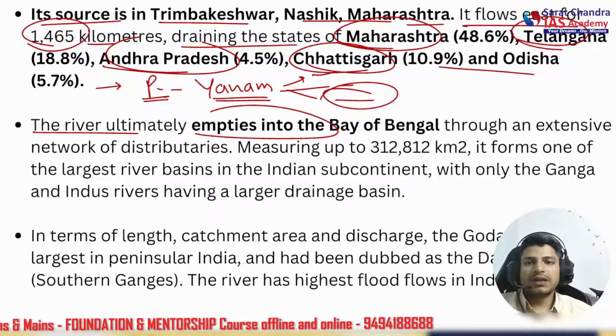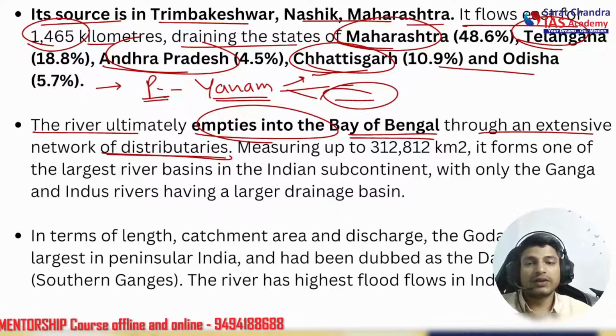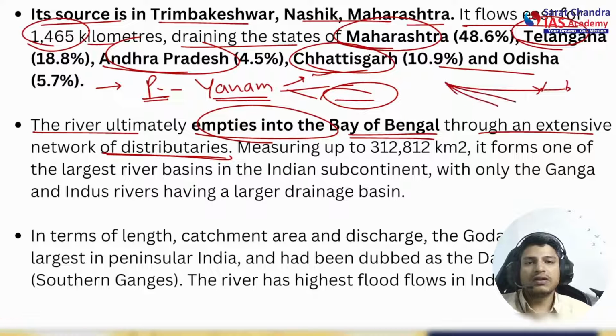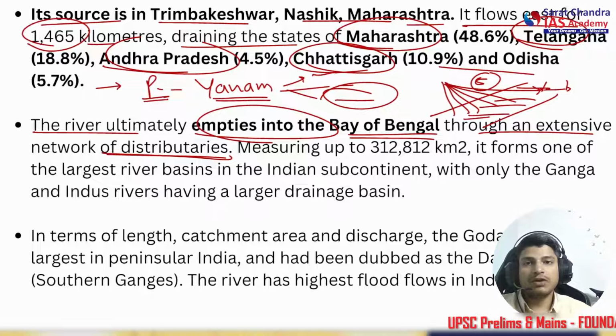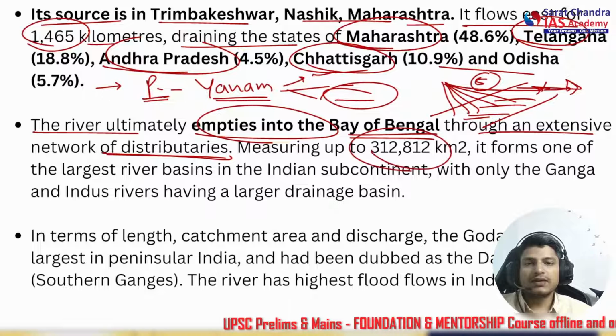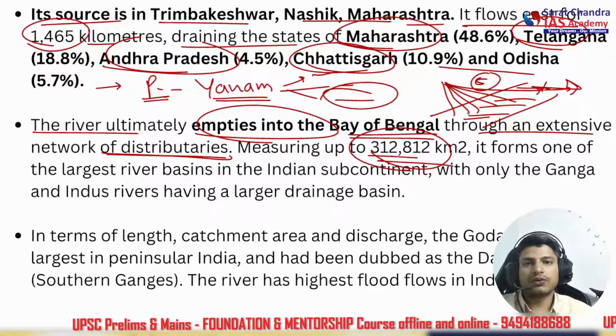The river ultimately empties into the Bay of Bengal through an extensive network of distributaries. It does not have a definite endpoint where it ends into the Bay of Bengal directly. It makes 7 distributaries, 5 plus 2, and makes a delta type region. The Koringa mangrove forest is located in this delta region, and it goes finally towards the Bay of Bengal. The total delta region is around 3,12,812 square kilometers.